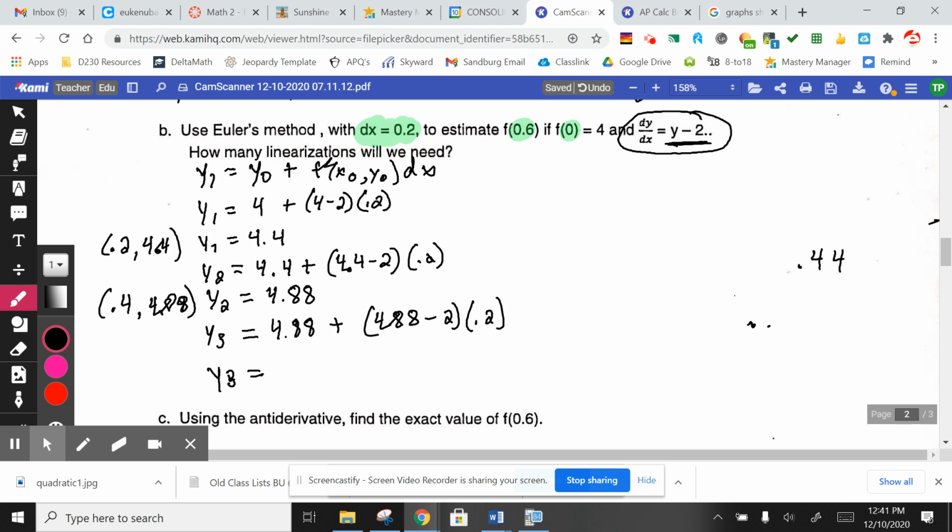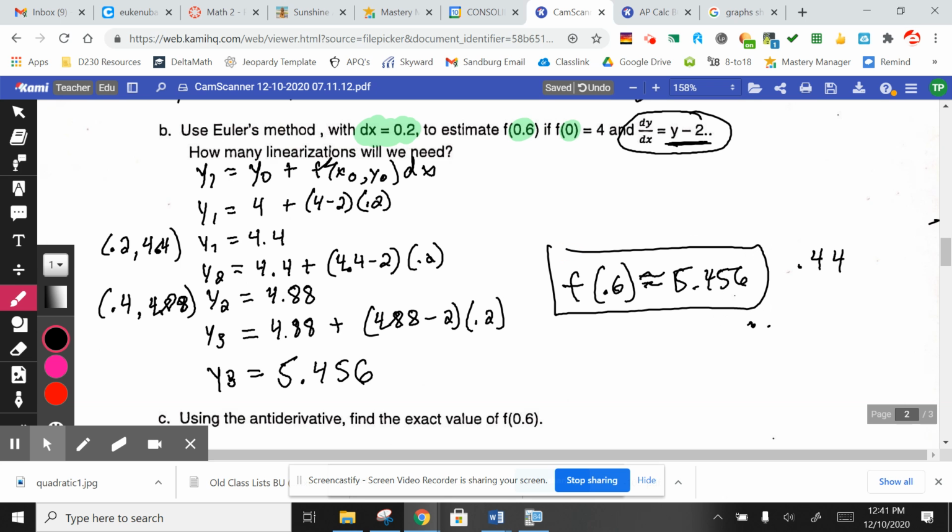Plus 2.88 times 0.2. All right, now I get 5.456. Okay. Now, write that answer correctly. We are approximating a functional value at 0.6. So we would say f of 0.6 is approximately 5.456. So that's the answer to that one.